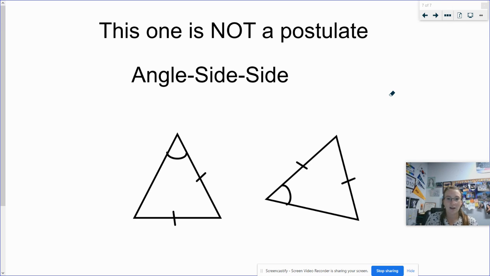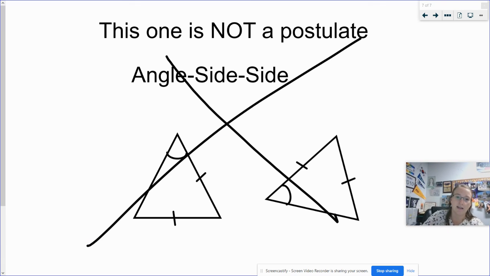Angle, side, side. Now, if you think about this, if we wrote an acronym, we shorten this would be ASS, right? If you see yourself writing ASS, it's not a postulate. Not because it spells a bad word, which it does, but conveniently for me as a math teacher who teaches high school students, it doesn't work mathematically. It's not enough information to prove these triangles are congruent. So if you see angle, side, side, that is not a postulate.